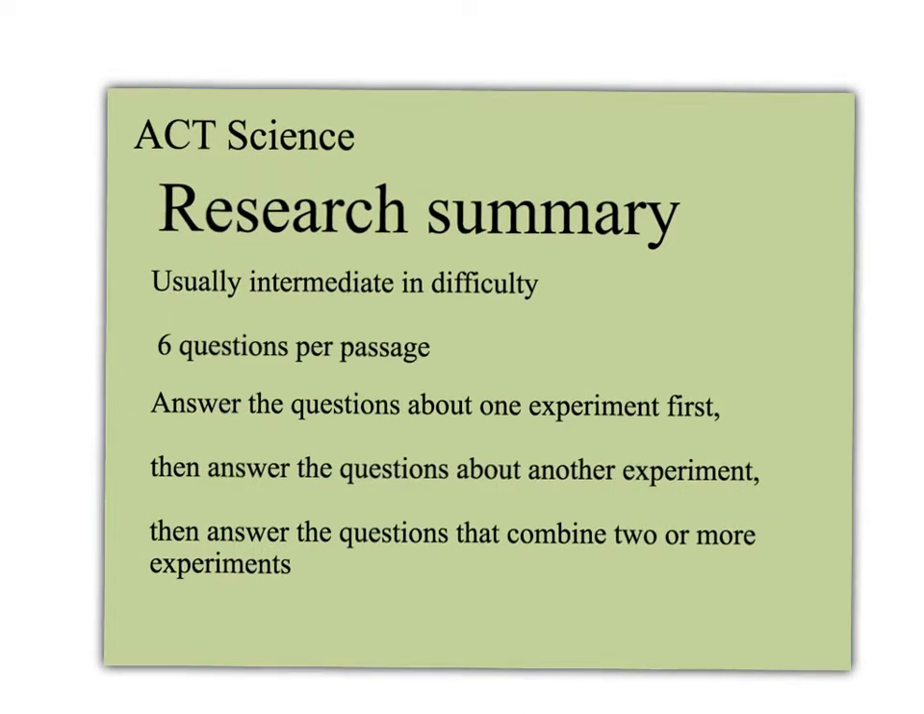Okay, this is considered to be the medium difficulty for most students. And there's an extra question, so you have 6 questions per passage. Answer the questions about one experiment first, then answer the questions about the other experiment, and then finally you're going to answer the questions that combine 2 or more experiments.